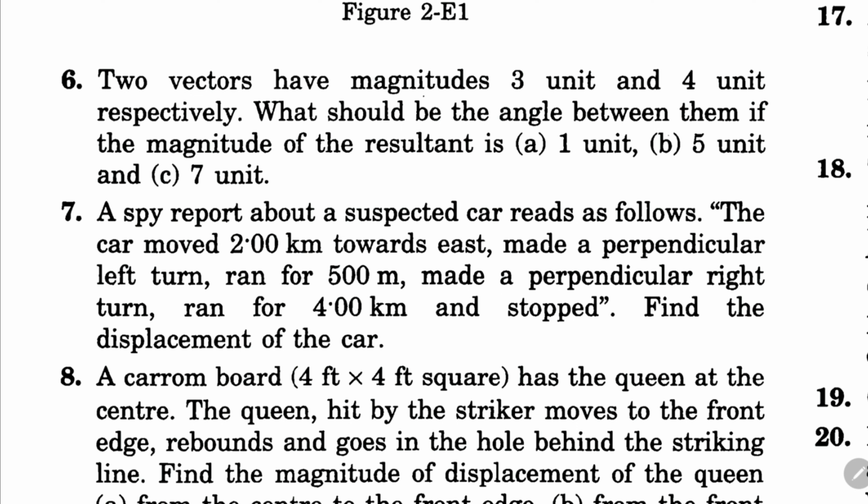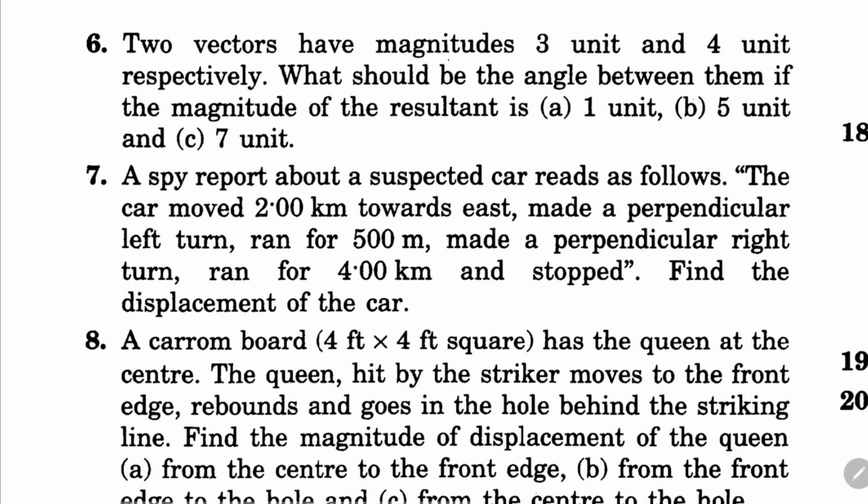In order to understand this question, we will draw a diagram. By that you can easily understand what they are asking. So we have a spy report about a suspected car. That car has moved 2 km towards east, then a left turn, then 500 meters in that direction, then again a perpendicular right turn, and then 4 km. So let's try to solve this. We have to find the displacement of the car.